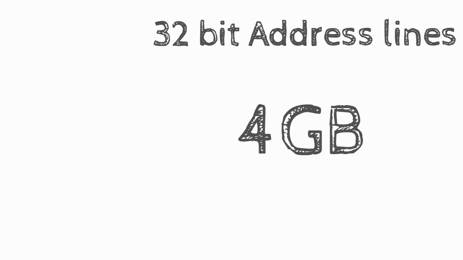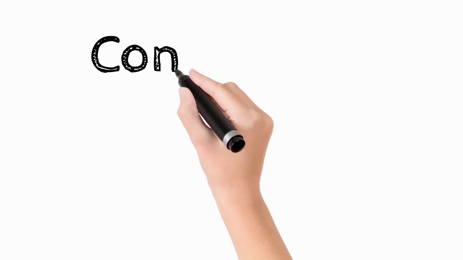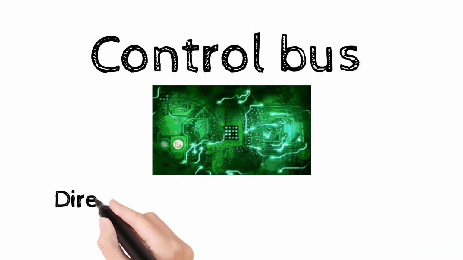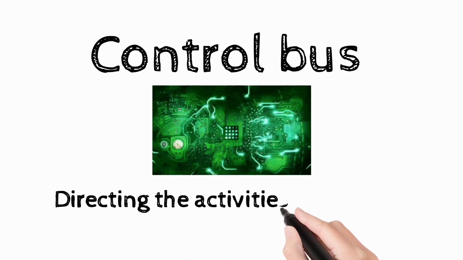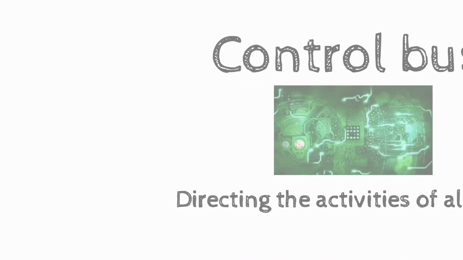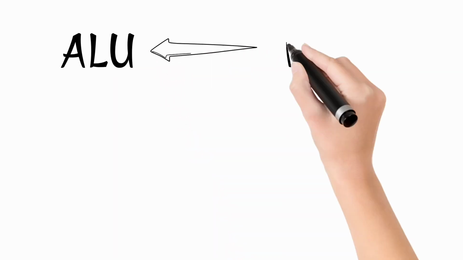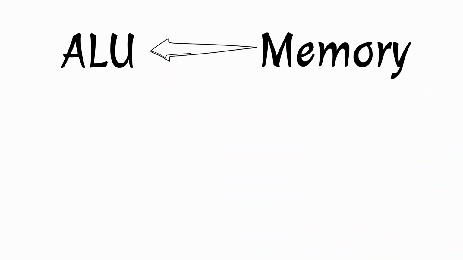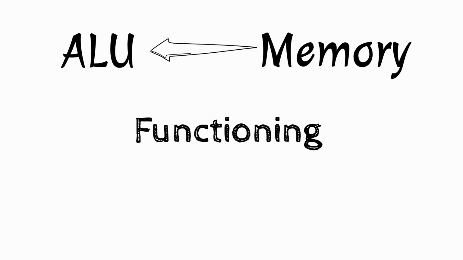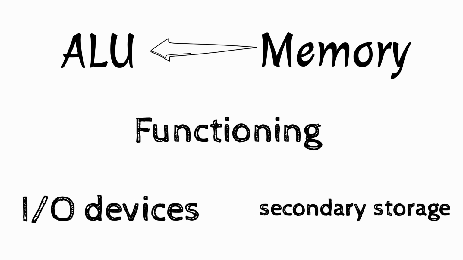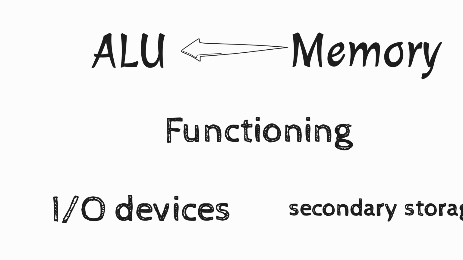The control bus carries control information from the control unit to the other units. The control information is used for directing the activities of all units. The control unit directs the transfer of data to the ALU from the memory. This data is used by the ALU for processing. The control unit also controls the functioning of other units, such as input and output devices, secondary storage, etc.